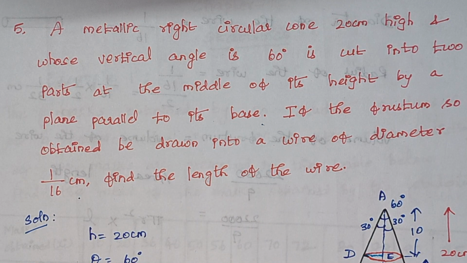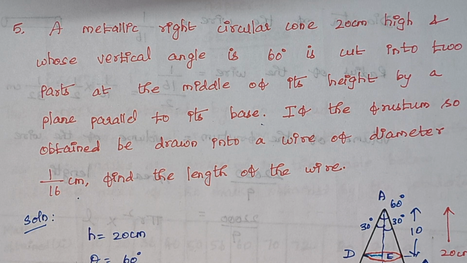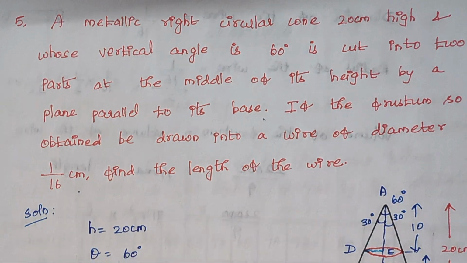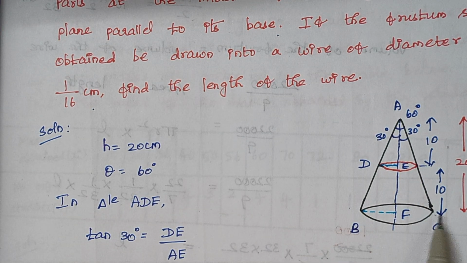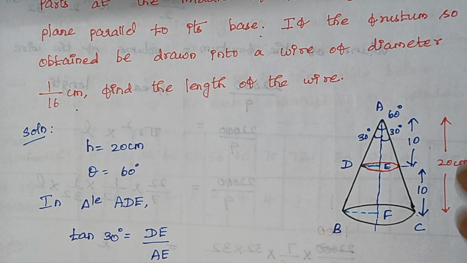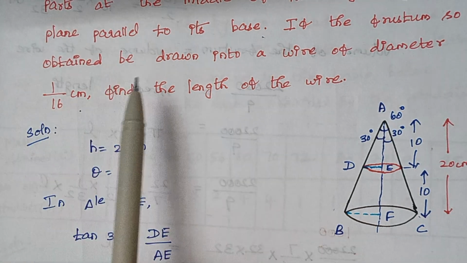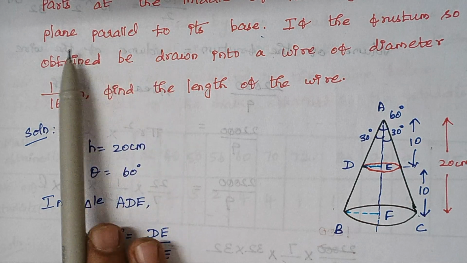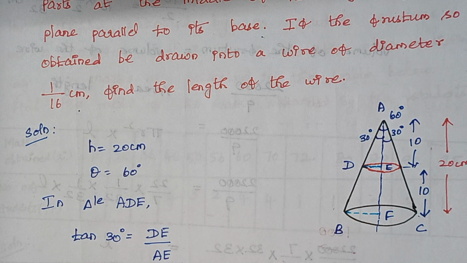the wire. So here what it is done, we are having a right circular cone whose height and vertical angle are given. You see, this is the cone. So this is the right circular cone whose height is 20 centimeters and whose vertical angle is 60 degrees. So now we are dividing this cone by using a plane parallel to its base.